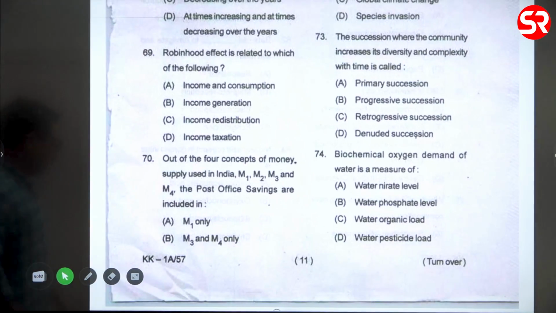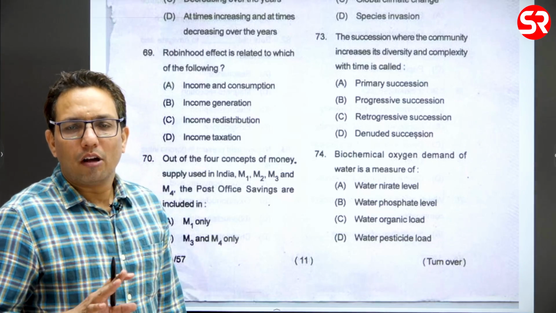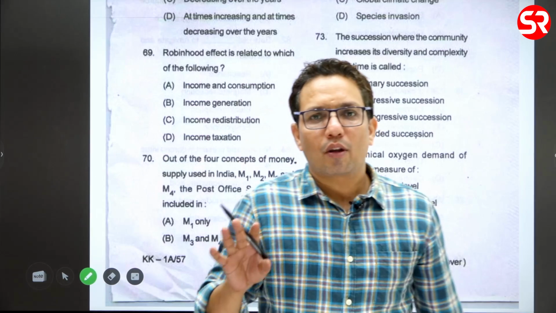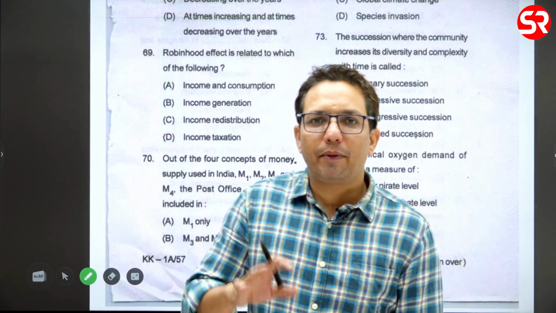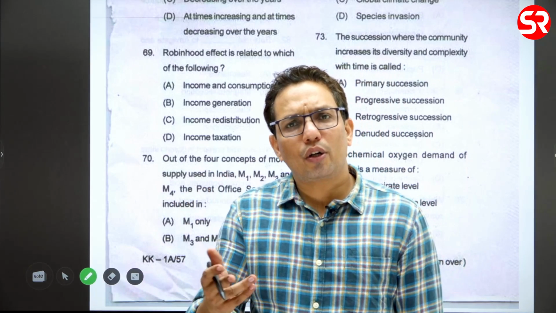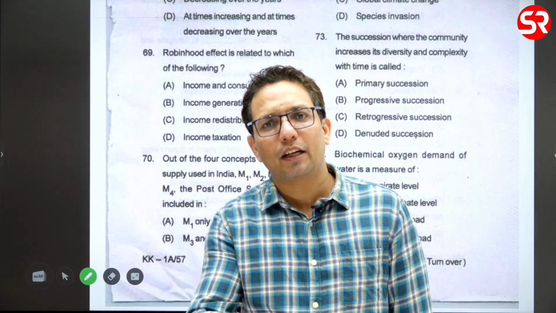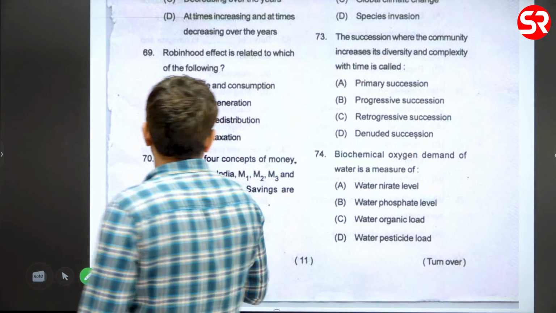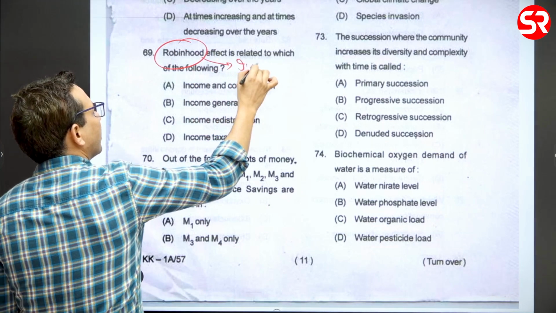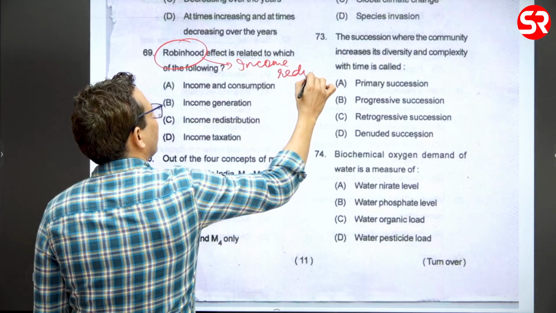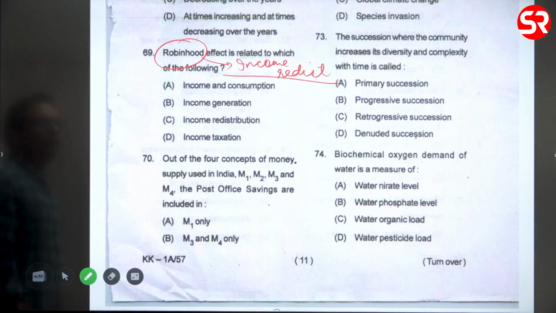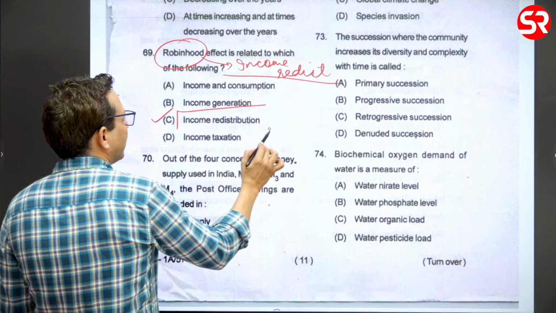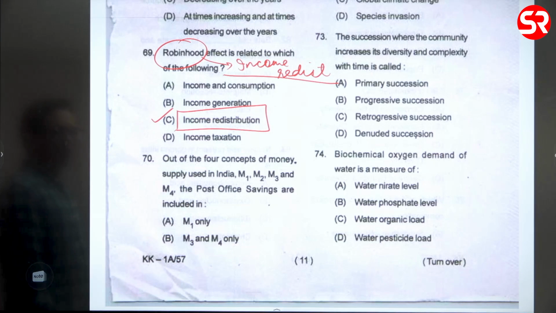69th question. Robin Hood effect is related to what? We may not know what the Robin Hood effect is, but we know what Robin Hood did. Robin Hood would rob the rich and give that money to the poor. Don't you think a similar thing is being done by the government? Not robbing the rich, but collecting taxes from the rich and using that money to provide subsidies and services to the poor. So the Robin Hood effect basically talks about income redistribution. All right, so the answer of 69th question is C. It focuses on income redistribution. Question was very easy.